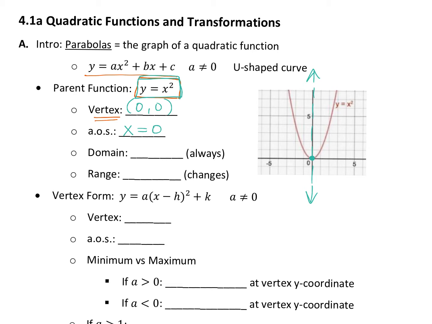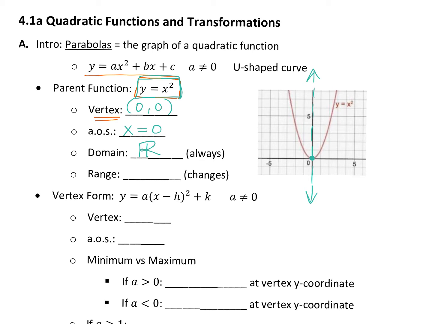You could plug anything in. So your domain, your x values, are all real numbers. Now here's the thing, guys. That will never change. They're going to ask you for a domain for all of these. It's always all real numbers, okay? Easy points. Don't get that one wrong. The range, however, that will change.